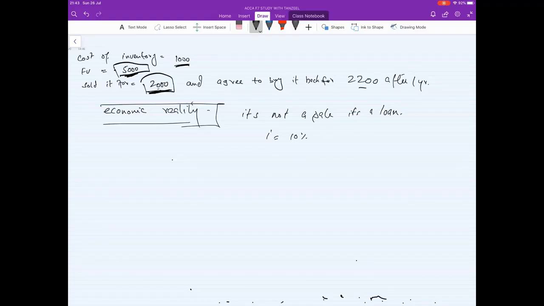I say I am selling it to you for 2000, but after 1 year I will buy it back for 2200. If you look at it, it is not a genuine sale because I am buying it back. So we will consider this as a loan. The economic reality has changed, and the interest rate is 10%. How will we book this?